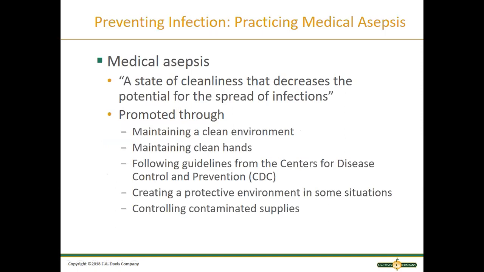Preventing infections. How do we practice medical asepsis? There is a difference between medical and surgical. Medical asepsis, the definition is a state of cleanliness that decreases the potential for the spread of infections. This is promoted through maintaining a clean environment, clean hands, following the CDC or the Centers for Disease Control and Prevention guidelines, creating a protective environment in some situations, especially those that are going through chemotherapy, and then controlling our contaminated supplies.